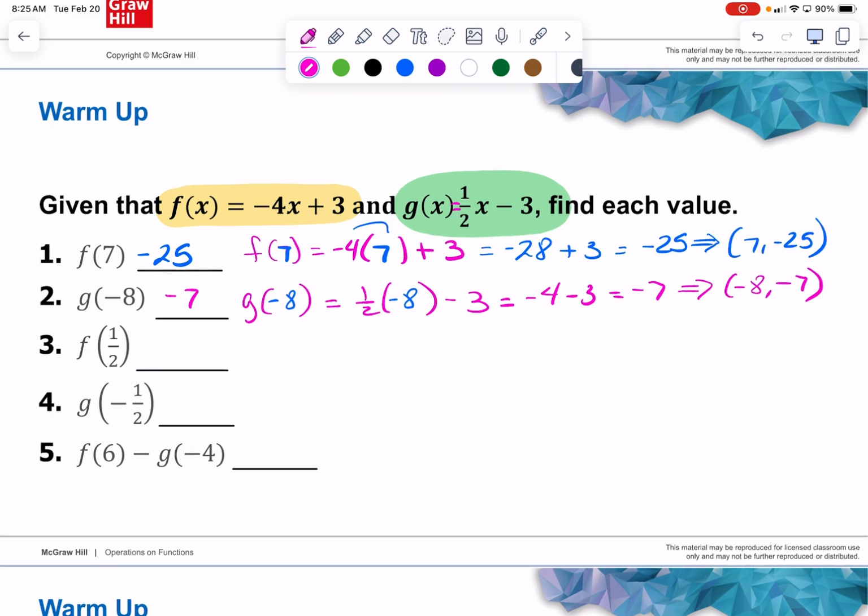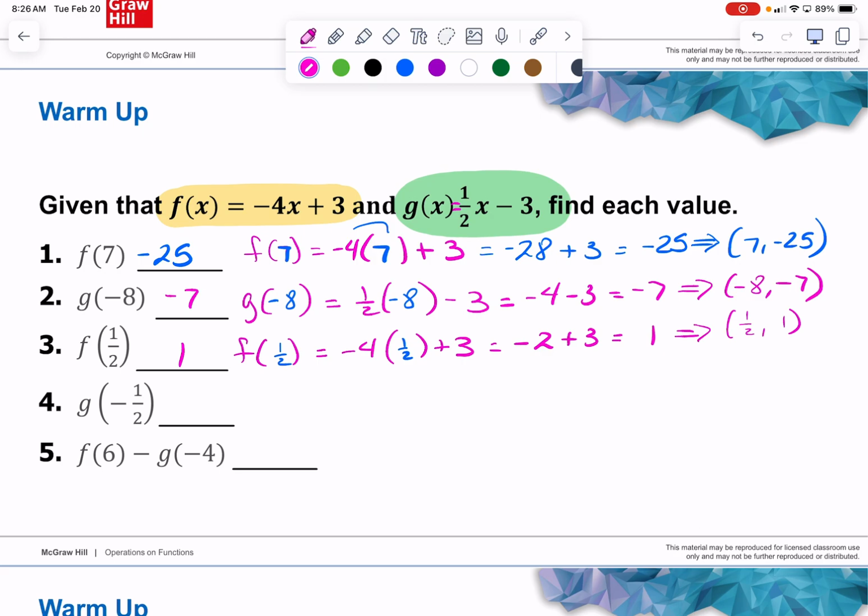Okay? f of 1/2 means in place of x, we're going to have 1/2. So what's half of negative 4? Negative 2. Yeah, negative 2 plus 3 is a positive 1. This gets me the point 1/2, comma 1 on the graph of my function. Okay? We're just substituting and evaluating here.